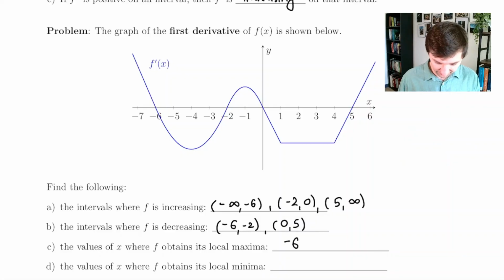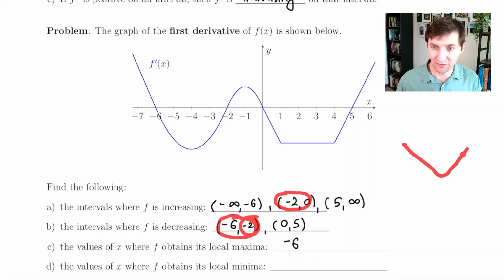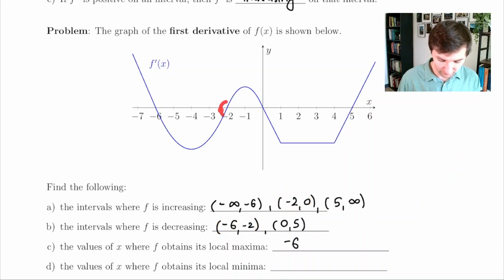What happens next? Between negative 6 and negative 2, the function is decreasing, and at negative 2, the function becomes increasing. So it goes decreasing and then increasing. We must have a local minimum at negative 2. This place must give us a local minimum.